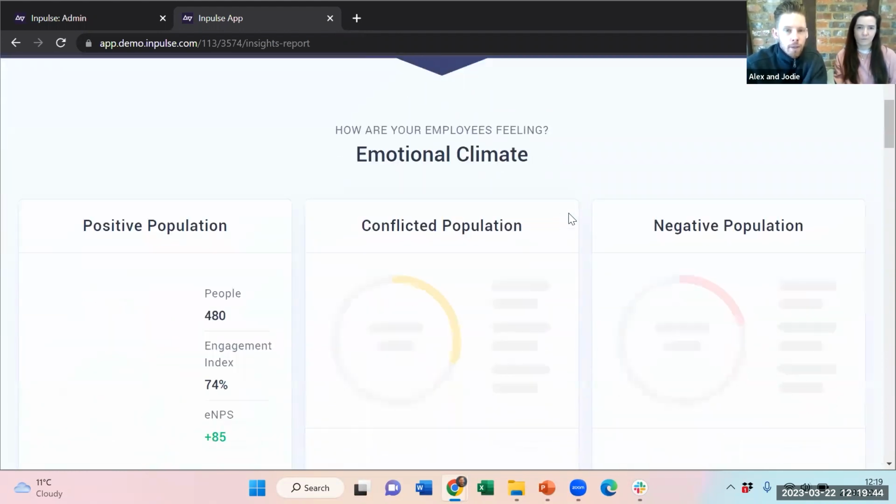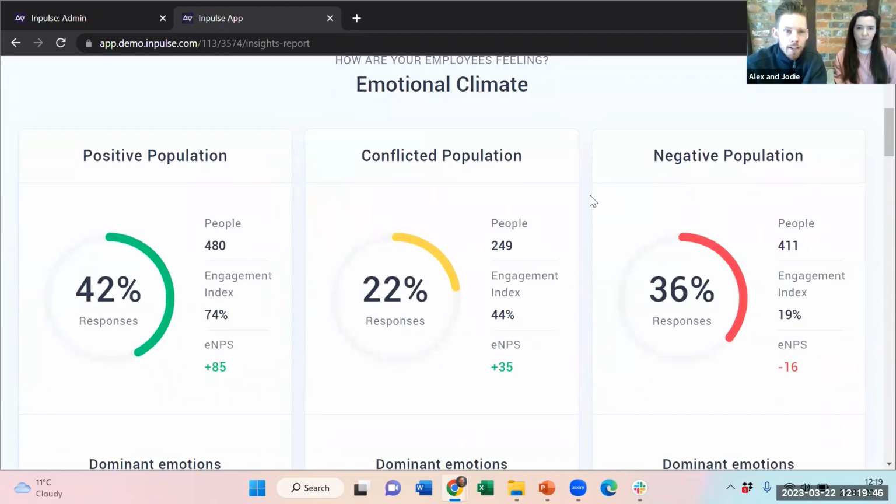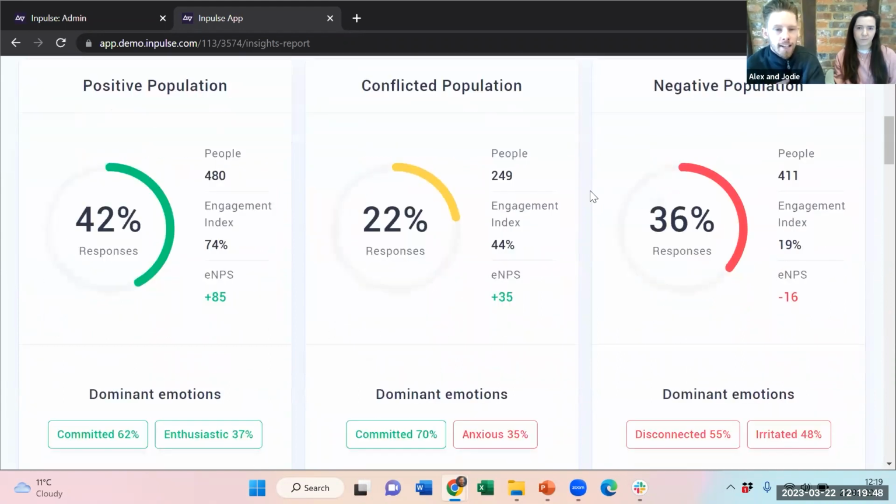The final bit of insight, which is really, really powerful, is around this positive, conflicted and negative population. What we can see here is the positive population on the left-hand side. That is those that chose solely positive emotions. So of the two emotions chosen, they only chose positive emotions. The conflicted population chose one positive emotion and one negative. So that might be, I'm committed to the organization, so I chose committed. However, I'm also feeling anxious because I'm worried about the future of the business, for example.